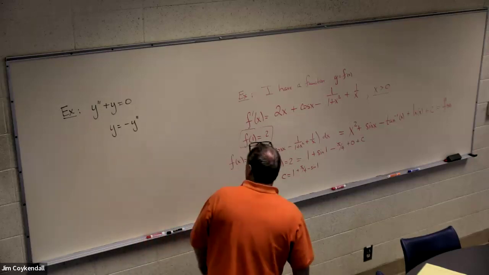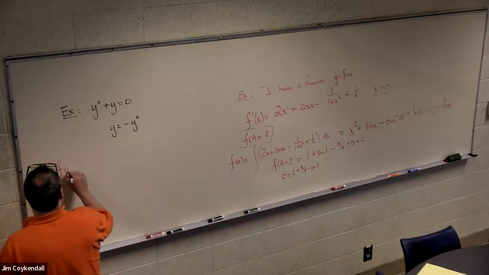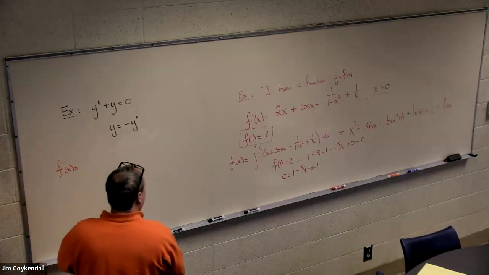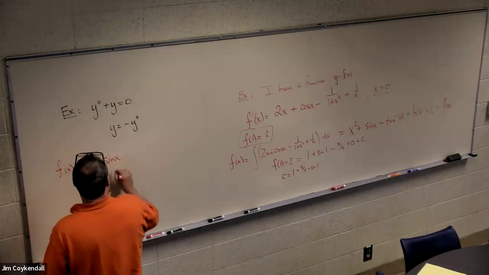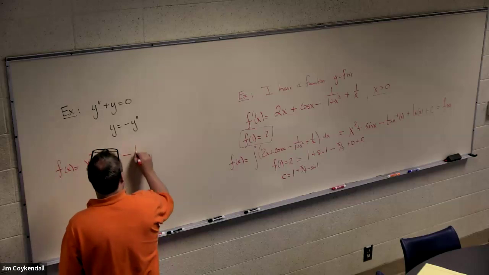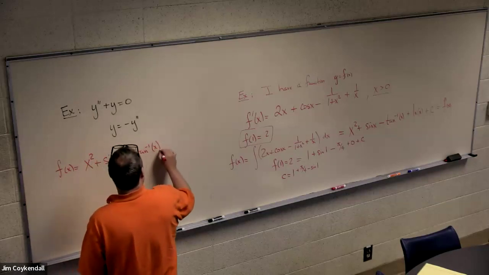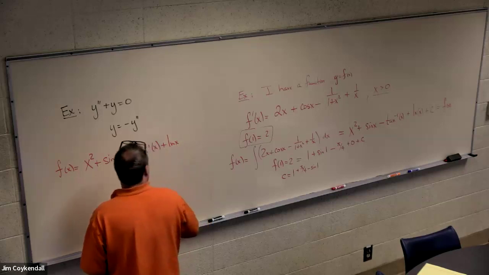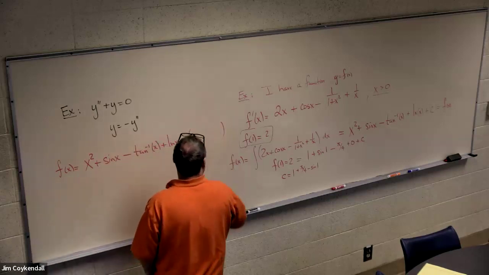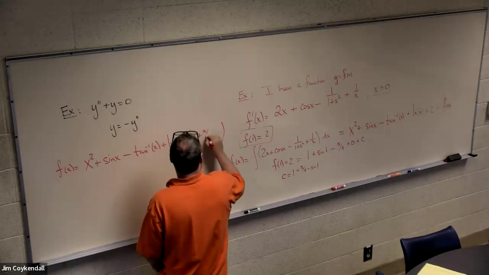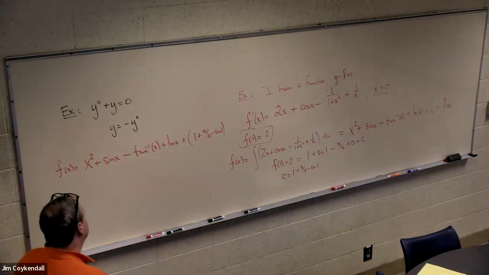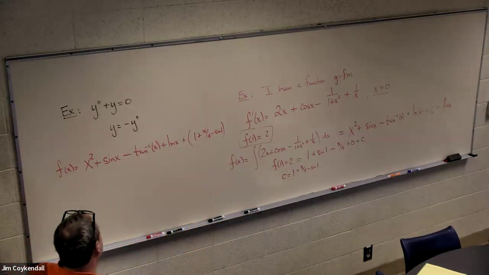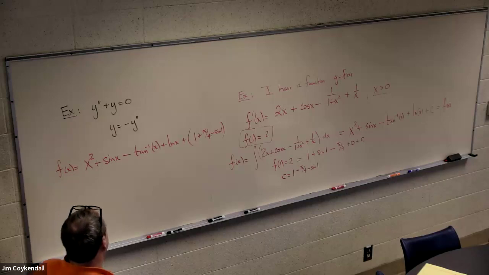So at the end of the day, my f of x here is equal to x squared plus sine x minus inverse tangent of x plus log x plus, I'll put this in parentheses, one plus pi over four minus sine one. Okay, any questions?